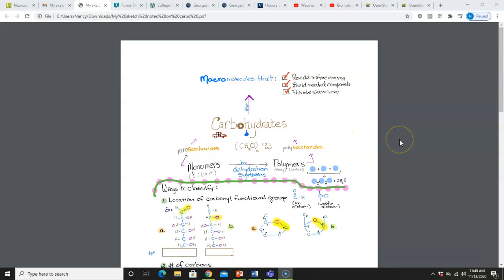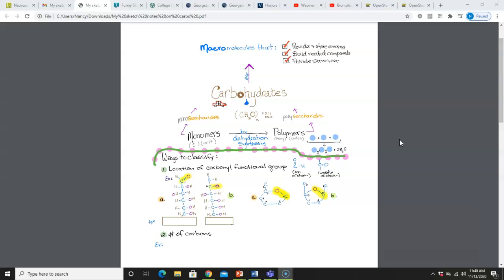So carbohydrates, you can see here, we can discuss them a lot of different ways. The word itself, carbo, has to do with carbon, hydrate has to do with water. So the formula here, you can see the condensed version of it is a 1 to 2 to 1 ratio of carbon to hydrogen to oxygen. So that's kind of handy.